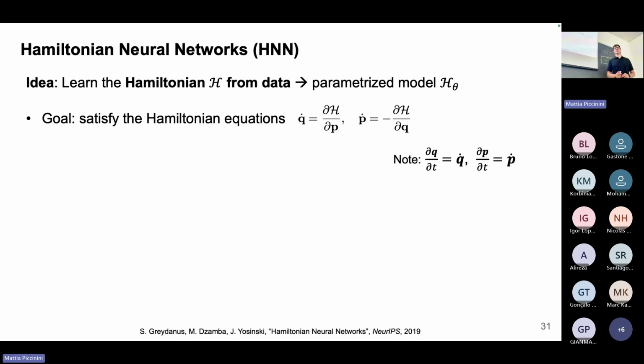So do you have any ideas how we can learn a neural network while satisfying these equations? Any idea that comes to your mind? Based on maybe what we've seen this morning.